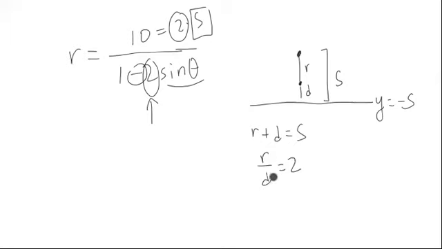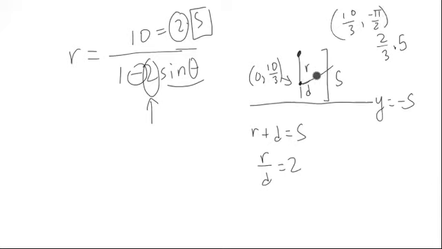So we could do this in a couple different ways. I could realize that this is going to be 2/3 of the way down from 5. So I could think of 2/3 times 5, so 10/3. So this point in Cartesian coordinates would be (0, 10/3). In polar coordinates, you could think of it as 10/3, negative pi halves if you want, for the vertex right here of this hyperbola as it goes up.